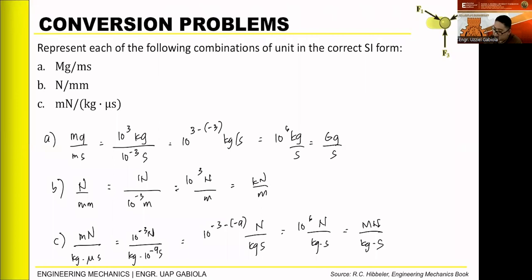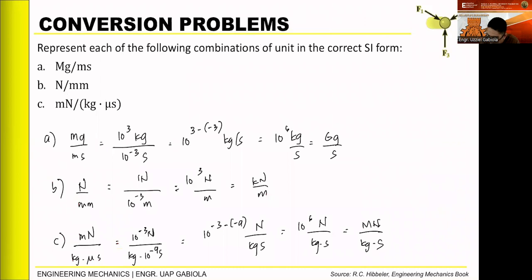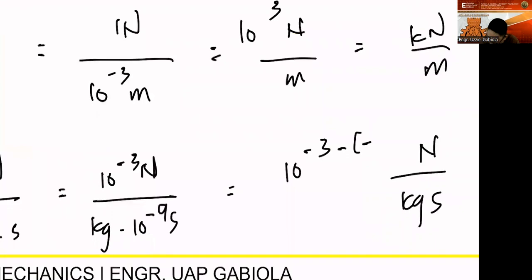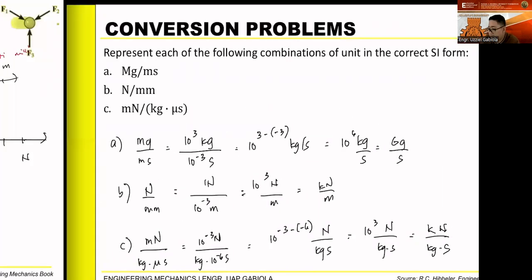Or wait. Micro, let's check. Maybe I am wrong about micro. Micro is actually just 6. Nano is the 9. Micro is 6. So, here, it should be just 6. So, minus 6, 6. So, this should be 3. So, it is not mega. It is kilonewton per kilogram second.